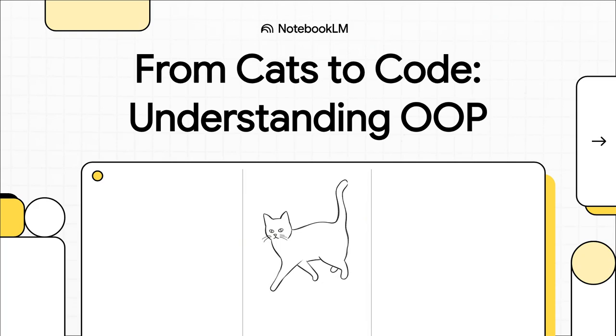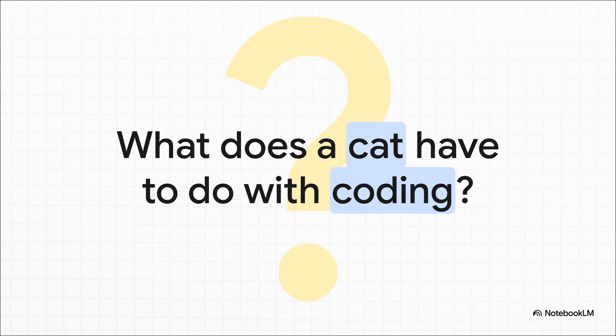Welcome. Today, we're going to tackle one of the biggest ideas in all of software, object-oriented programming. And believe it or not, we're going to do it by talking about a cat. Yeah, I know it sounds a little weird. What on earth does a cat have to do with writing code? But stick with me here, because by the time we're done, you'll see that understanding a cat is actually the perfect key to unlocking how millions of lines of complex software are designed.